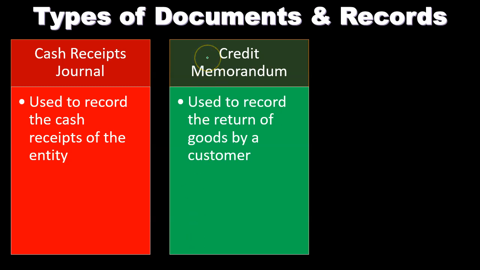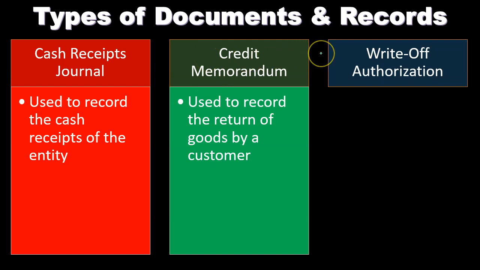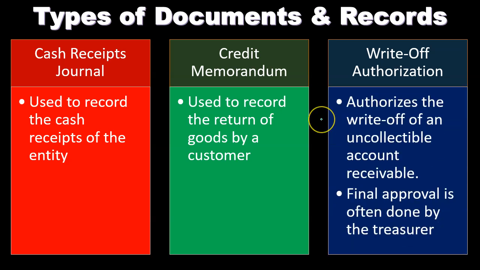So anyways, the credit memorandum form can be a little bit confusing to analyze when you have those returns, because most of the times when we think about accounting, we think about the sales process, and the return is a little bit backwards in our mind. So after the credit memorandum, we have the write-off authorization. It authorizes the write-off of an uncollected accounts receivable. Final approval is often done by the treasurer.